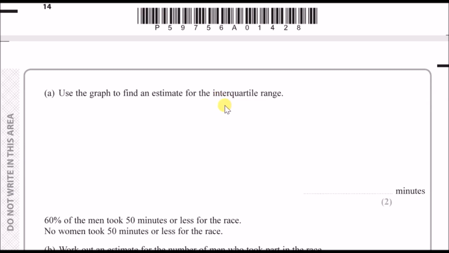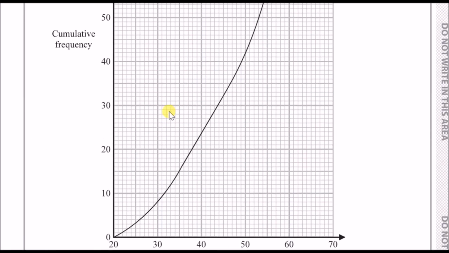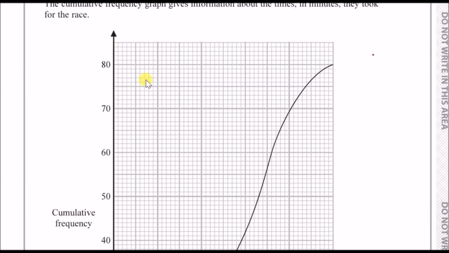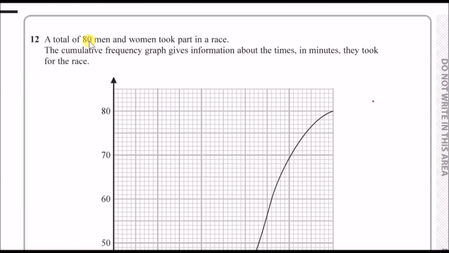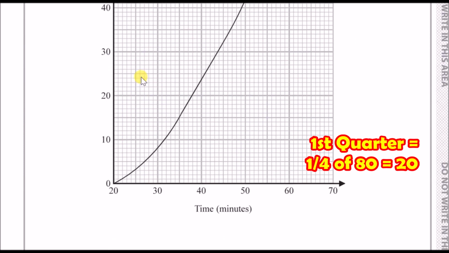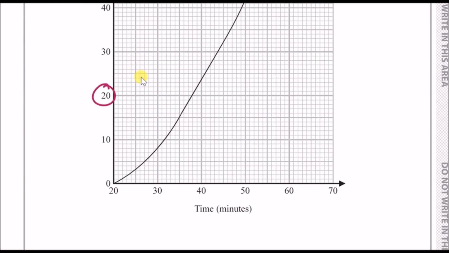Okay, so interquartile range means the difference between the upper quartile, so Q3, minus the lower quartile, Q1. So to calculate the lower quartile, well, we know there's 80 people. The first quarter means you divide it by 4. Well, 80 divided by 4 is 20. So we're talking about here, and that's going to be over here. So we can see that the first quarter lies somewhere here, which translates to about 38 minutes. So that's your LQ.